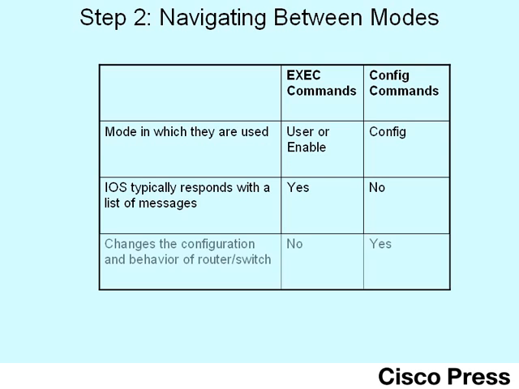However, exec commands typically do not tell the router how to behave. It doesn't tell it anything about how to route packets or what interfaces to use and that kind of thing. Whereas configuration commands can tell the router things like, do use this interface, don't use that one, use a particular IP address, use a particular routing protocol. So these configuration commands change the configuration or behavior of the router or switch.